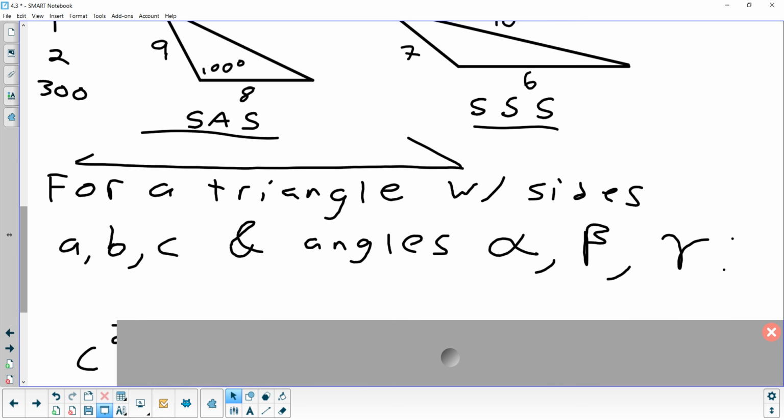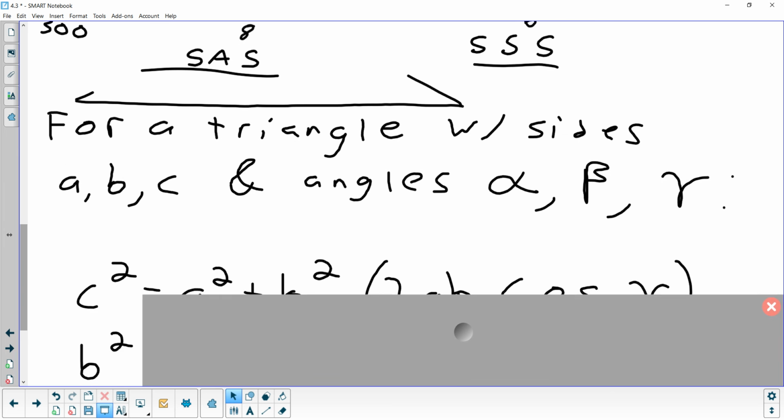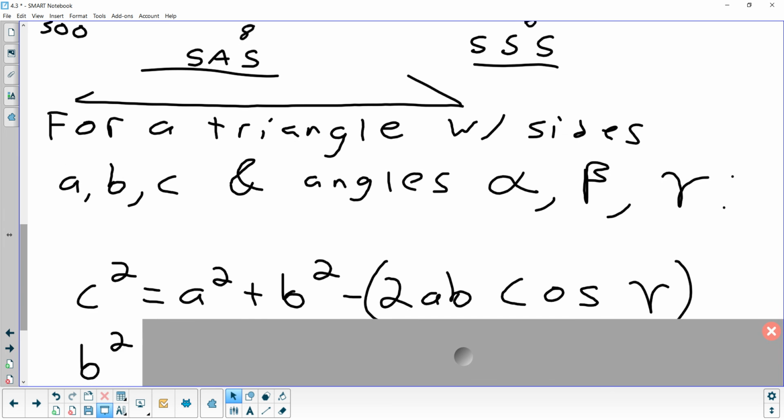Now, let me read that in a slightly different way, because we can write this formula three different ways. We can start with C, we can start with B, or we can start with A, but it's the same pattern. One letter squared equals the sum of the other two letters squared, minus twice the product of those other two letters, times the cosine of the angle across from the letter you started with. That's the pattern.